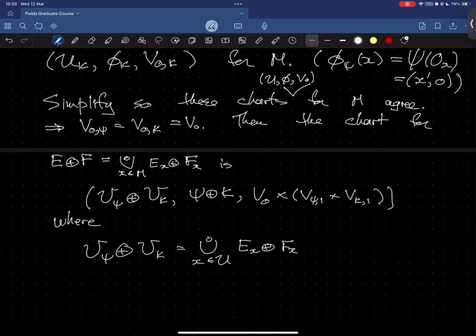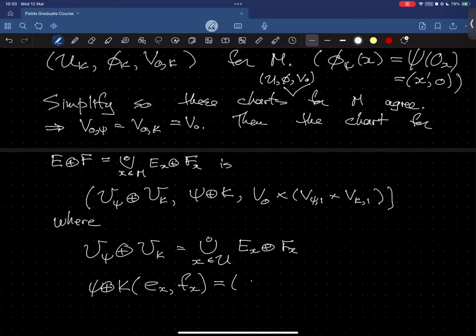Okay, so the chart domain is just going to be the collection of all the fibers over points in M which are in my chart domains. Psi direct sum kappa: it's going to take a point in here, and a point in here looks like, let's say, EX, FX. And the point is the x's are the same. That's what makes this different from the product of vector bundles that we talked about before.